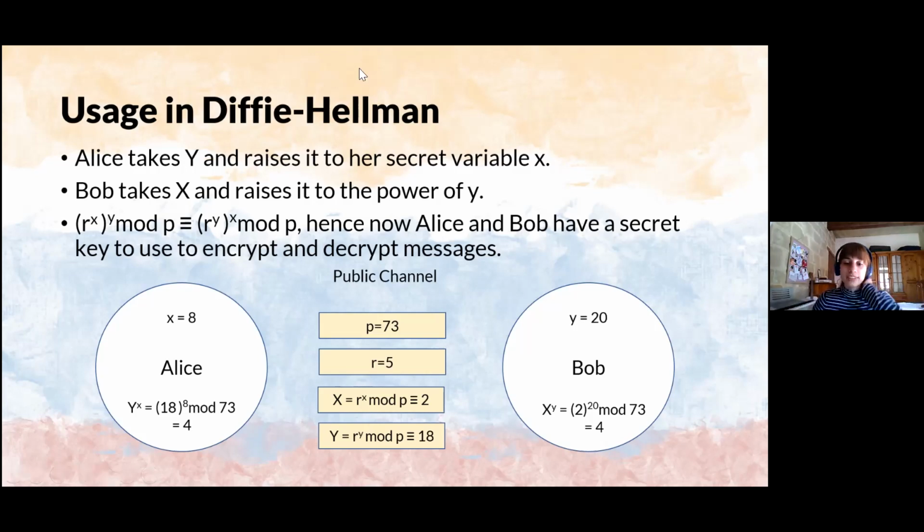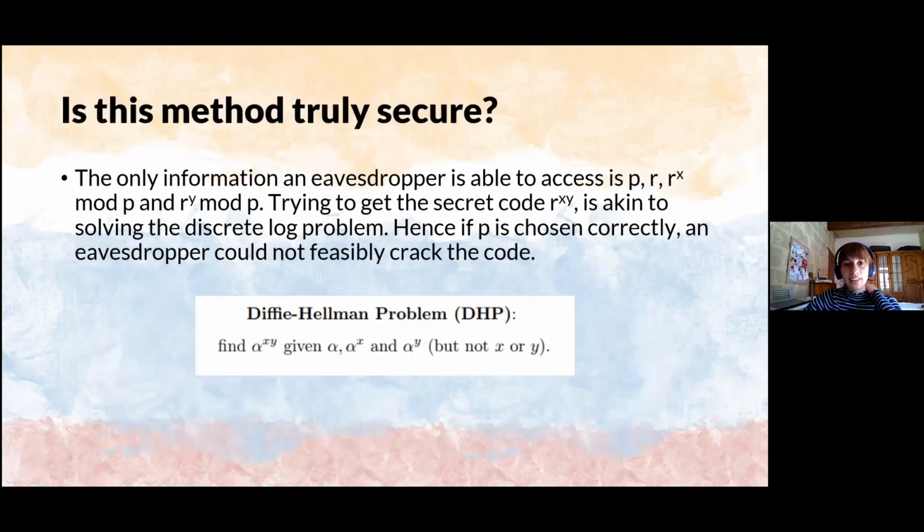But is it really secret? Because we have what r to the x is and we have what r to the y is. Can't we just find what r to the x to the y is from that? The answer is not really, because it's the same as trying to solve the discrete log problem. This is called the Diffie-Hellman problem. So if you choose p correctly, such that the discrete log problem is impossible to crack, then you've basically made it impossible to find out what the secret encryption value is.